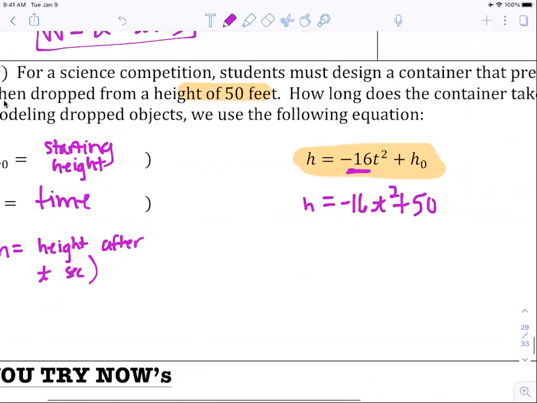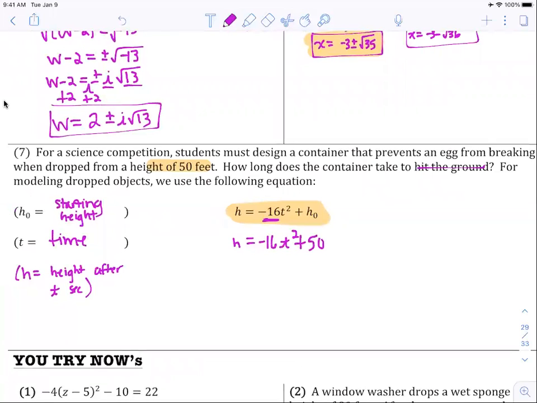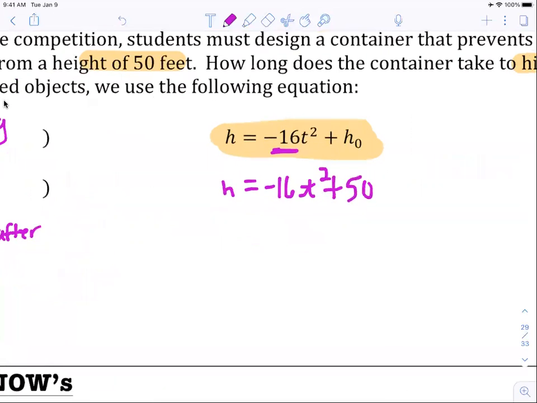So for example, it says, how long does the container take to hit the ground? The fact that I want to know how long it's going to take to hit the ground means we don't know the time it takes, but we're trying to find out when this would be 0. All right, so let's solve for the time it takes.